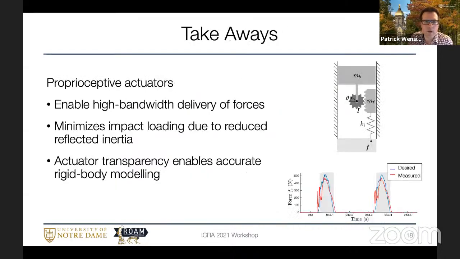Okay, so big picture takeaways. I think when it comes to managing physical interaction and having highly dynamic robots, these proprioceptive actuators have a lot of benefits. They enable high bandwidth delivery of forces, minimize impact loading due to reduced reflected inertia, and this actuator transparency really enables accurate rigid body modeling.